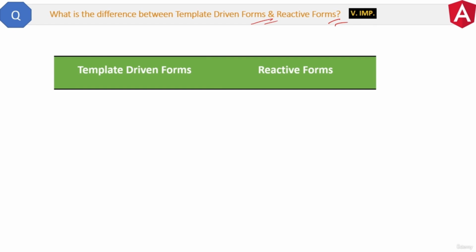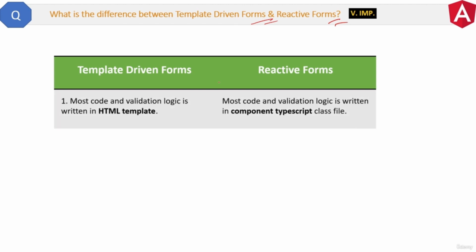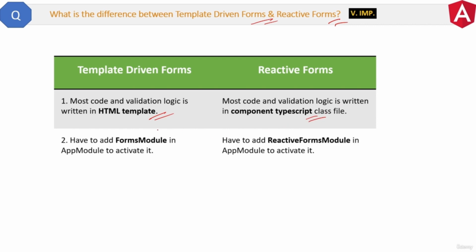The first difference is if we select template driven forms for our application, then most code and validation logic will be written in HTML template file. And if we select reactive forms to create the forms in our application, then most code and validation logic will be written in component TypeScript class file. Second difference is we have to add forms module in app module file to activate template driven forms. In the other case, we have to add reactive forms module in app module to activate reactive forms.